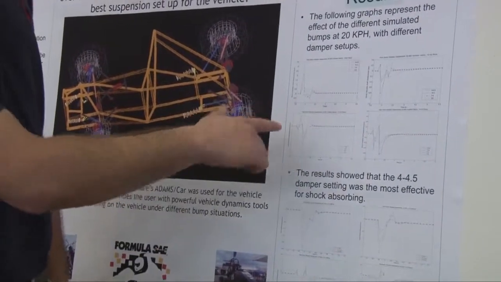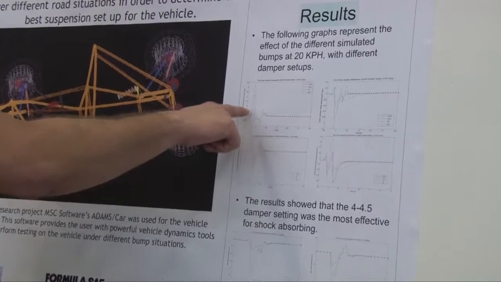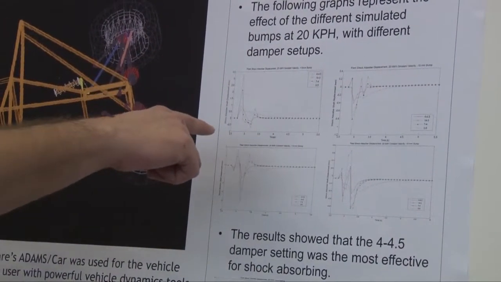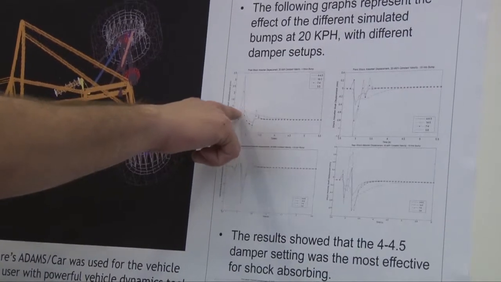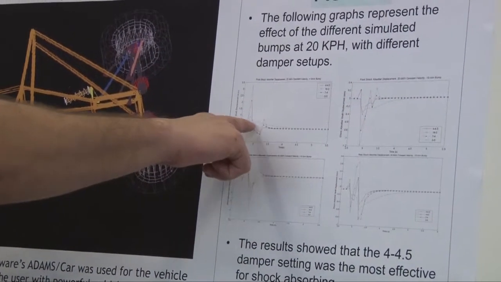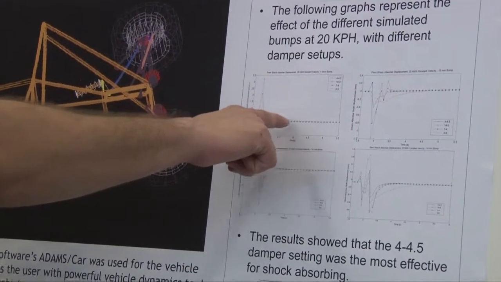So we look at the graph here and we can see these settings have a high initial amplitude, but they tend to oscillate. We've got another setting here which does not oscillate but has a long settle time. So what we picked was the 445 setting, which is right here.